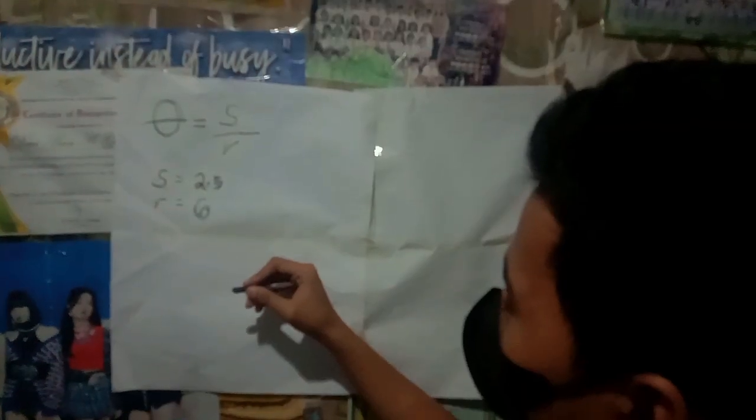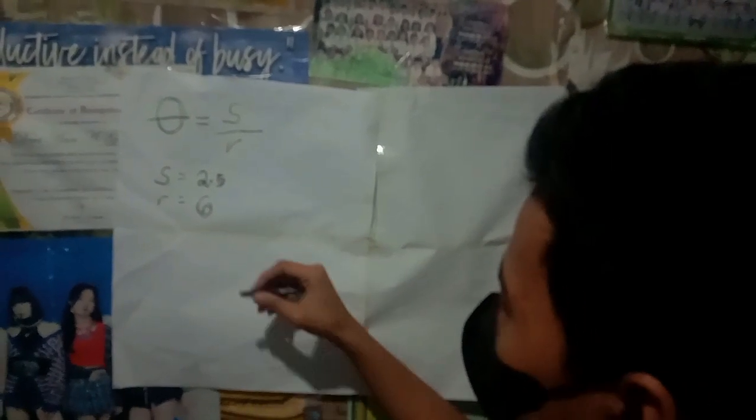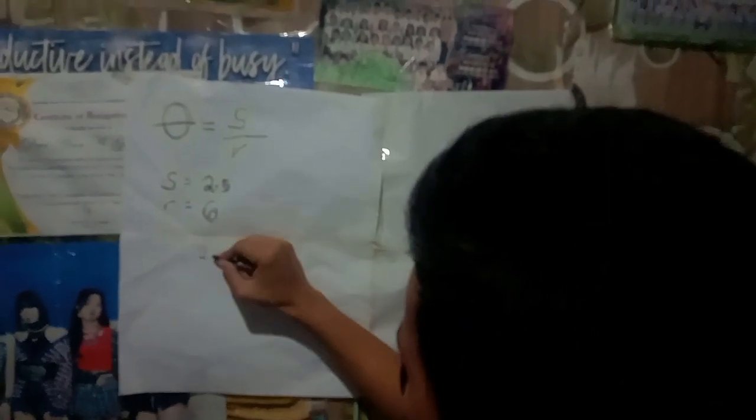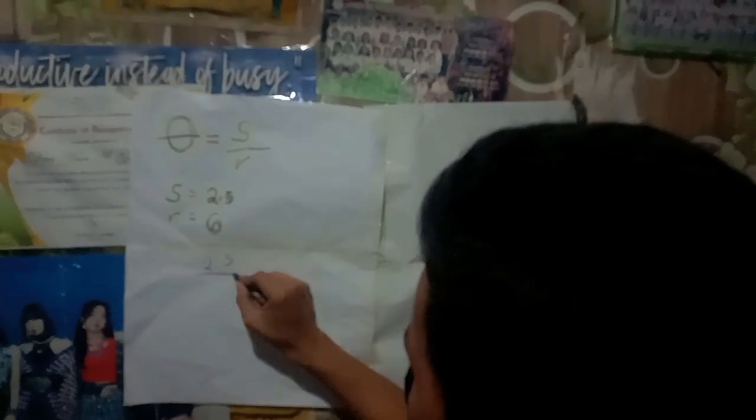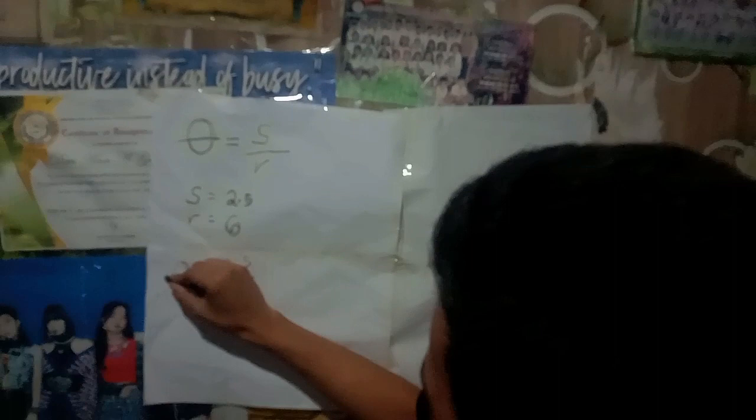We need to use the formula theta equals S over R. So, let's just substitute the given, 2.5 divided by 6, and we should be able to get 5/12.